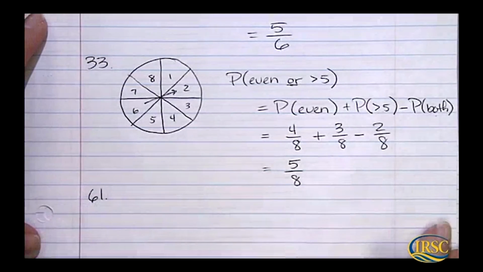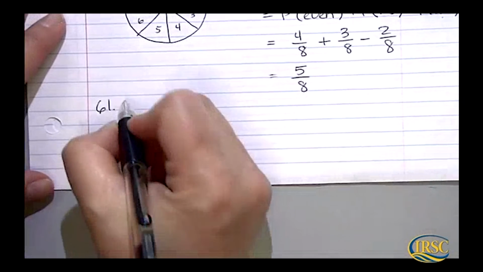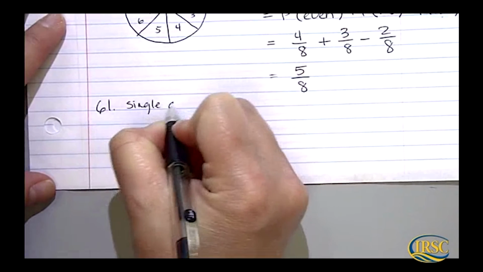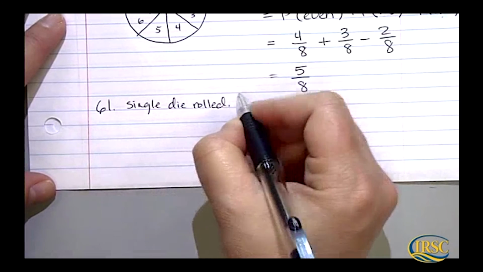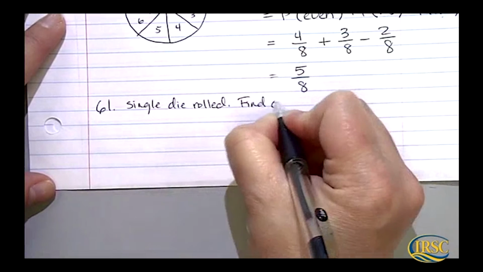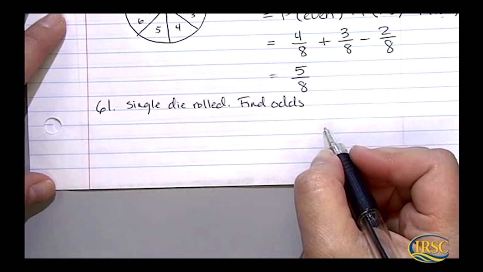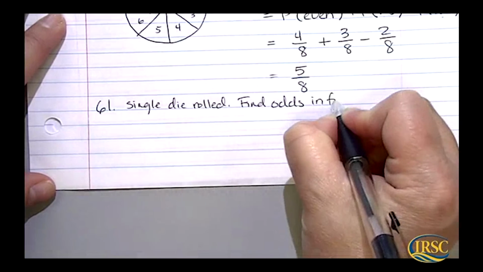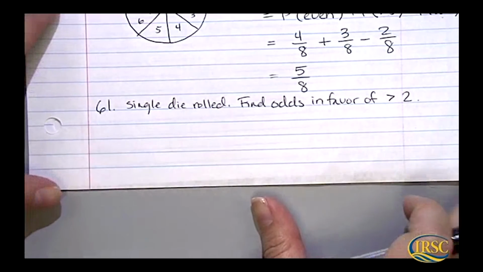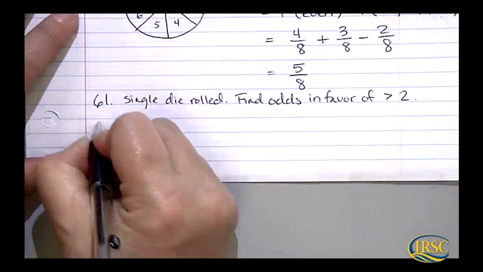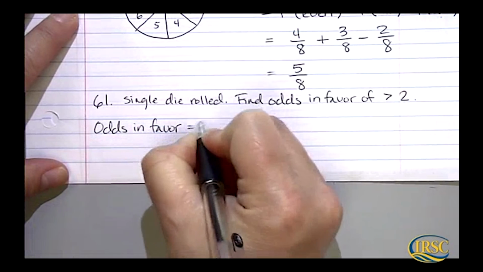61. A single die is rolled. It says find the odds in favor of rolling a number greater than 2. Okay, so odds in favor equals the probability.